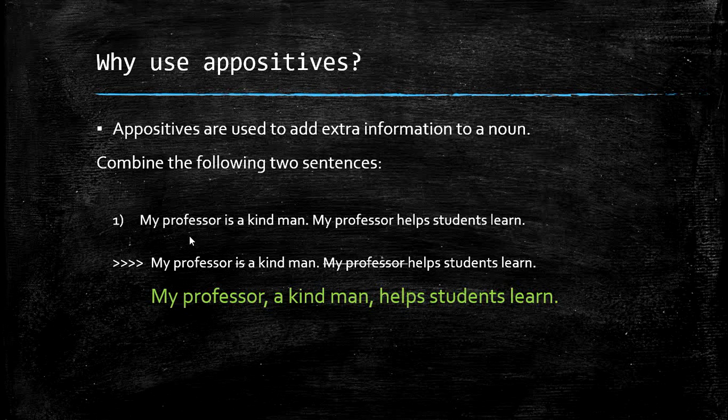So compare these two sentences. How can we combine them? My professor is a kind man. My professor helps students learn. I can remove "my professor" from the second sentence, and remove the verb here, and then I have an appositive: My professor, a kind man, helps students learn.